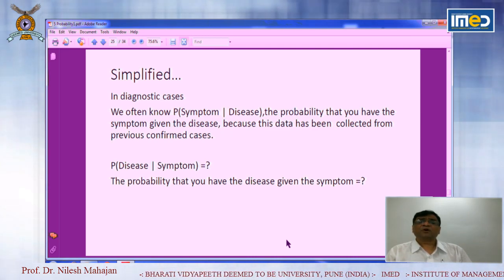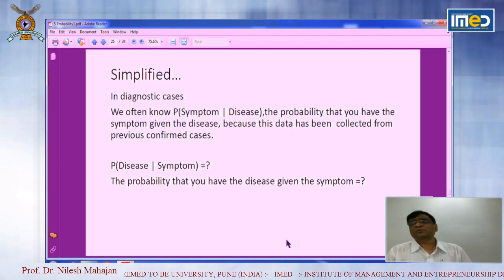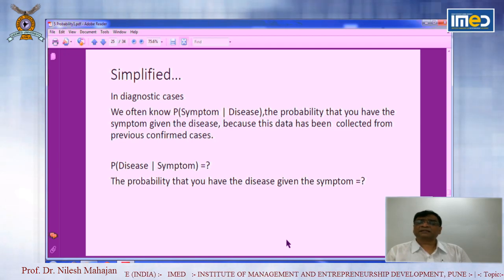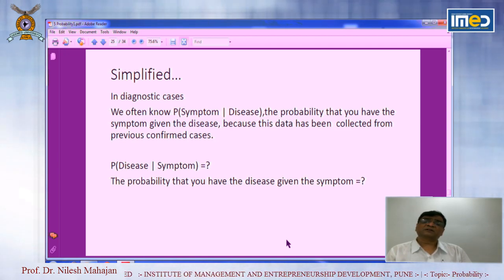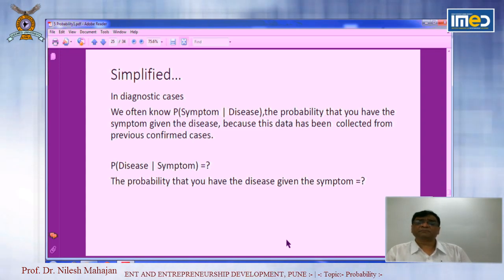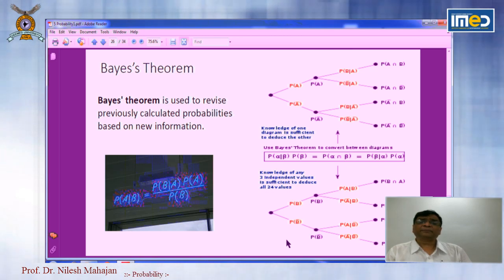Diagnostic cases. We often know P(symptoms | disease), the probability that you have the symptom given the disease, because this data has been collected from previous confirmed cases. So how do we calculate the probability of disease given the symptom? This is the example of Bayes theorem, and Bayes theorem is used to reverse a previously calculated probability based on new information. According to the decision tree diagram, you check how to calculate with Bayes theorem.